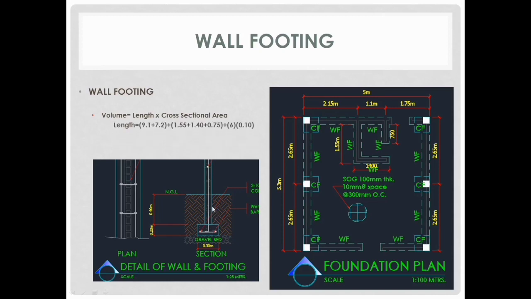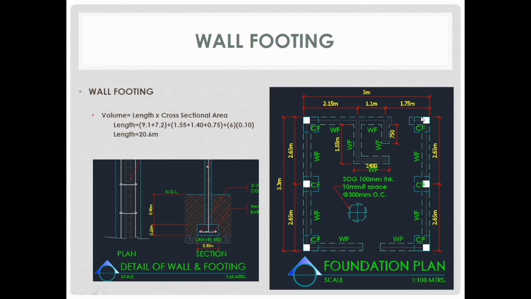So, yung length natin, 9.1 plus 7.2. Kung maalala nyo, ito yung exterior walls natin. Then, itong 1.5 plus 1.4 and 0.75, ito yung interior walls. Plus 6 times 0.1. Saan ba nanggaling yun? So, dito galing yun sa door opening. So, yan sa magilid na nung pintuan. So, hindi siya katapat mismo ng wall. Nag-extend tayo ng wall footing na 0.1 or 100 mm.